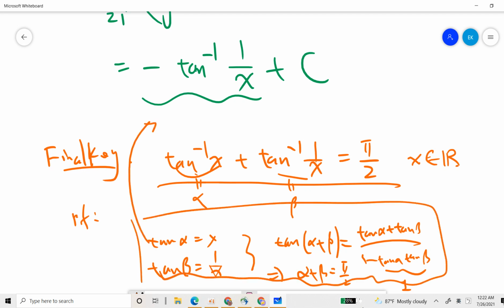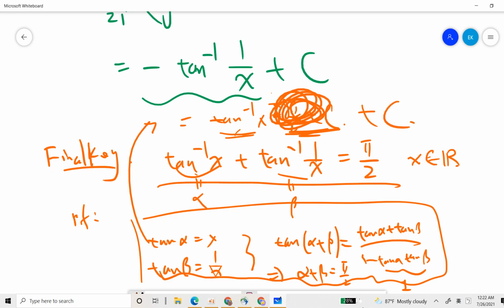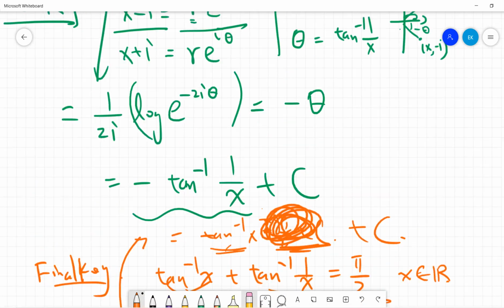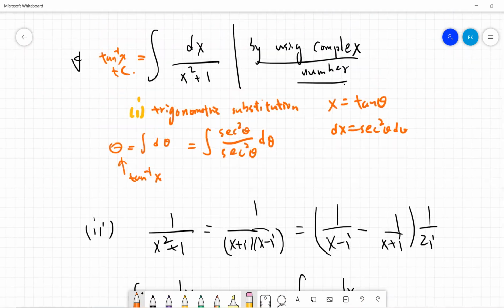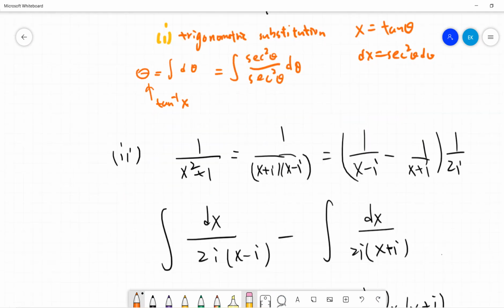One can use this to turn the result into arctangent x minus pi over 2 plus c. But who cares, because c can absorb the constant. So once you use this, you still get arctangent x plus constant, which shows that this complex method is the same as using a trigonometric substitution.